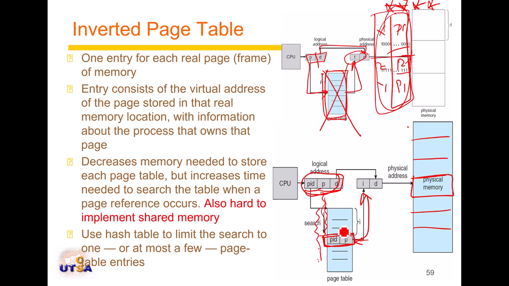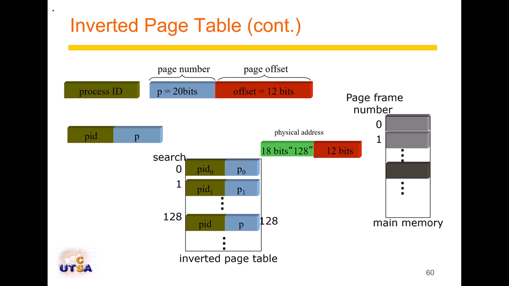If that table is very large and we are going to use some kind of a linear search here, it will be really, really time consuming to find out the corresponding frame number for a given process, right? So maybe you can think of how to continue with this inverted page table idea one more time.